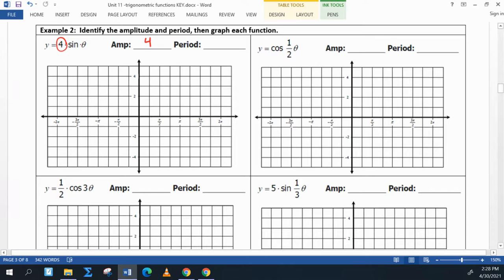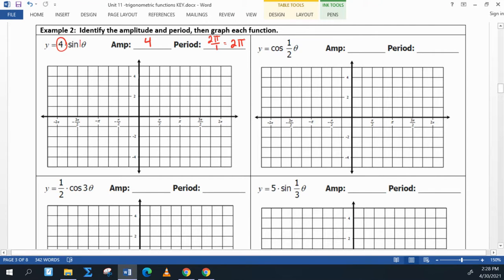The period: our B is invisible right here. That means it is just a 1. It's just a 1 times theta. So our period is 2 pi divided by 1, which anything divided by 1 is just itself. So our period here is 2 pi.